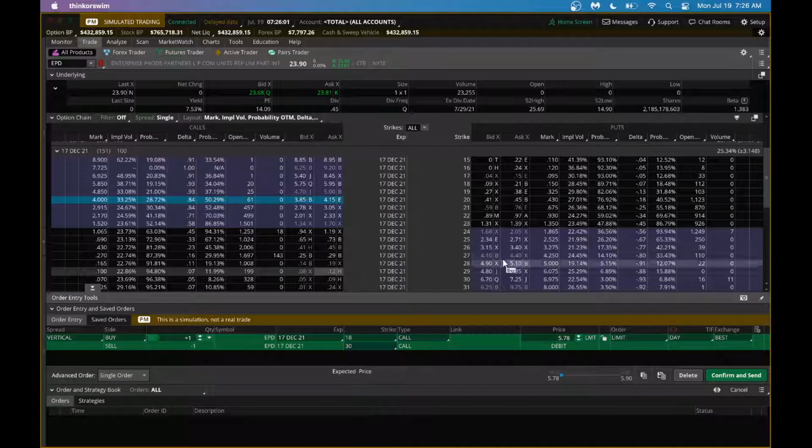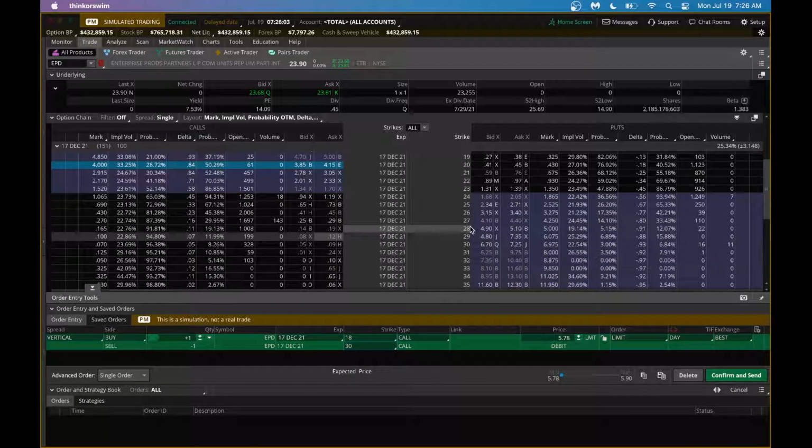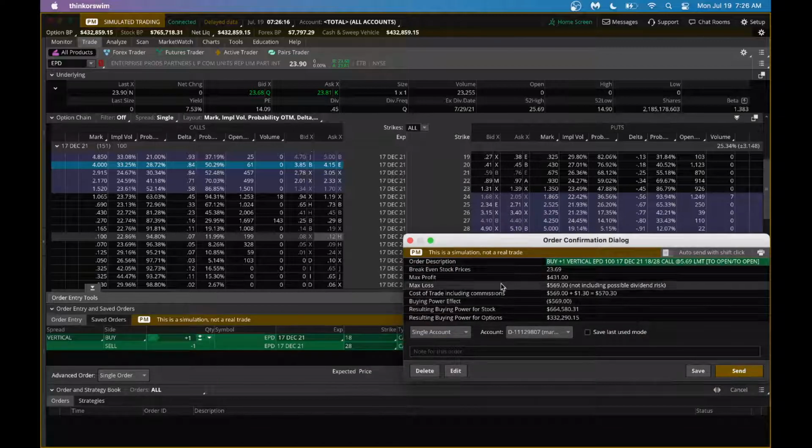So if you do 18 on the higher side, you could do 28. So it's a little bit better for entry point and a little more conservative. So if you do that, you are paying, as you can see here, 569. That's the cost of the trade.